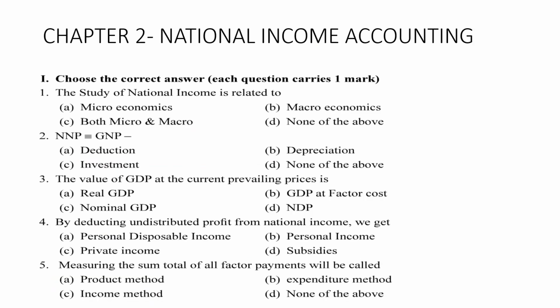Chapter 2, National Income Accounting. So here first question is, the study of national income is related to what? So what we learn as national income is under the macroeconomics. Option B. Then NNP is equal to GNP minus what? So NNP is equal to GNP minus depreciation. So this comes under your macroeconomic identities. I hope you have studied.